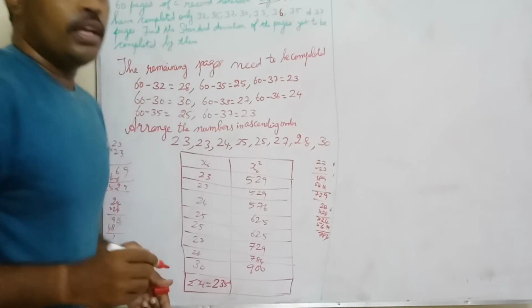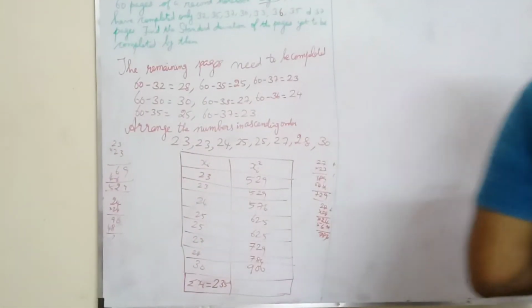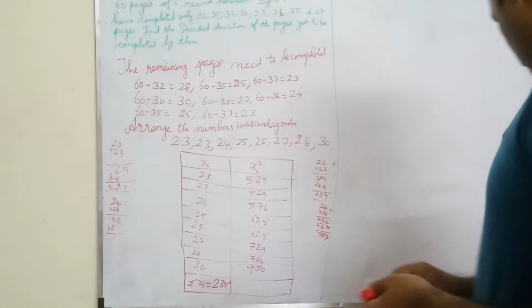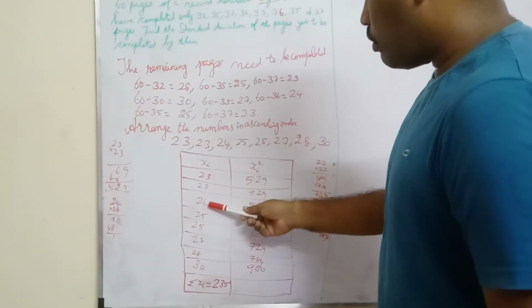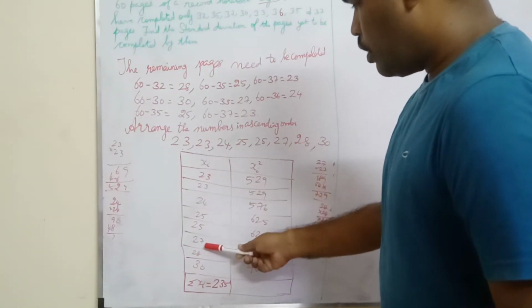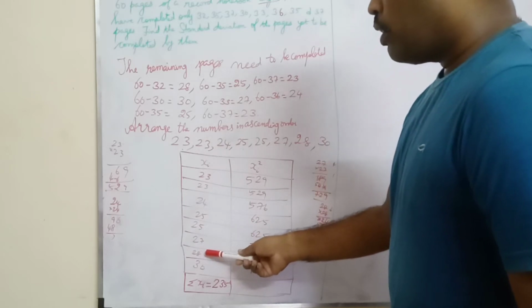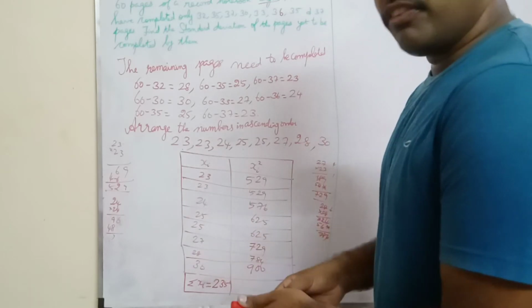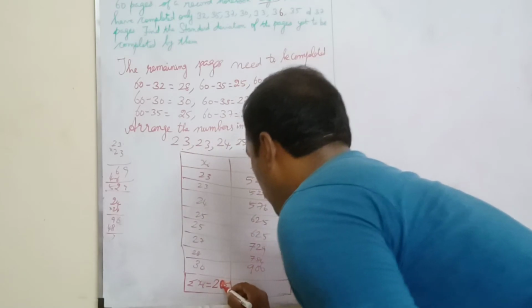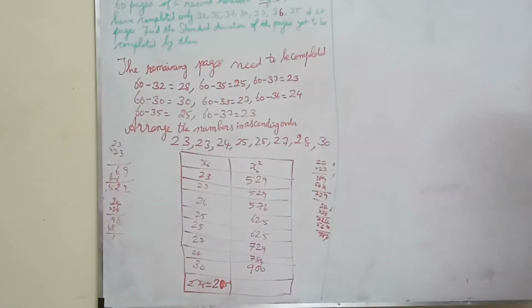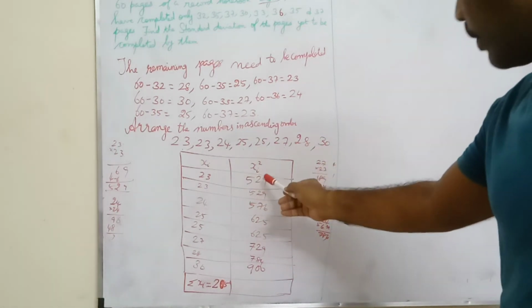235. The next thing is what? Once again we will do the calculation. 23 plus 23, 46. 46 plus 24, 70. 120, 147, 175. 175 plus 30, 205. So sigma xi is 205. Now we need to do the calculation of this one.